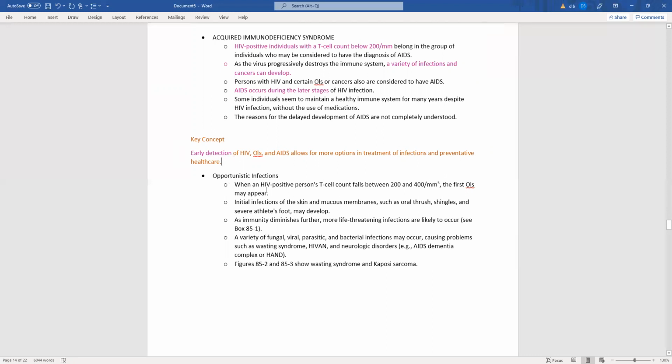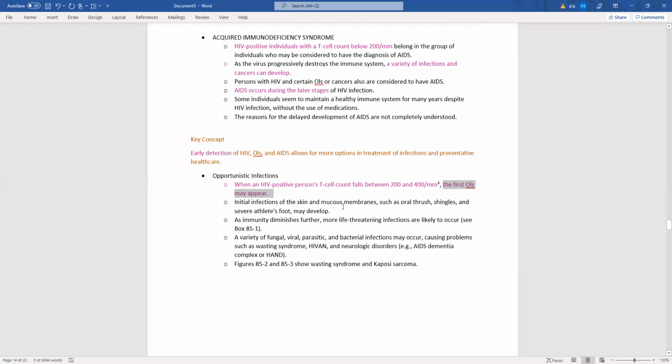Opportunistic infections. When an HIV positive person's T cell count falls below 200 or 400, know this. You already know about this one: the count below 200, that's AIDS. But with the opportunistic, when the HIV positive person's T cell count falls between 200 and 400, the first opportunistic infection may appear. Listen, that might be on the test.